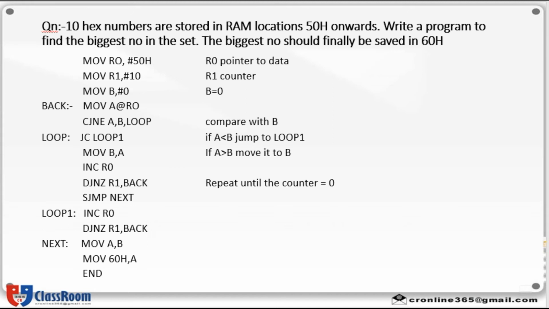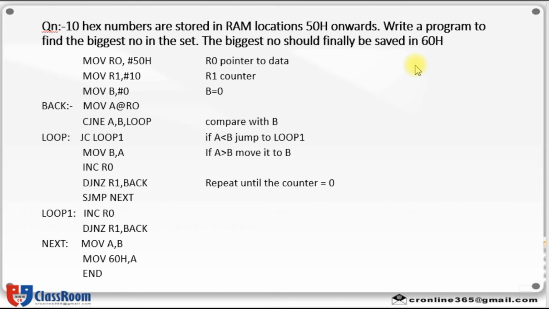Then, this is the program showing the application of both instructions CJNE and DJNZ. 10x numbers are stored in RAM locations 50H onwards. Write a program to find the biggest number in the set. The biggest number should finally be saved in 60H.